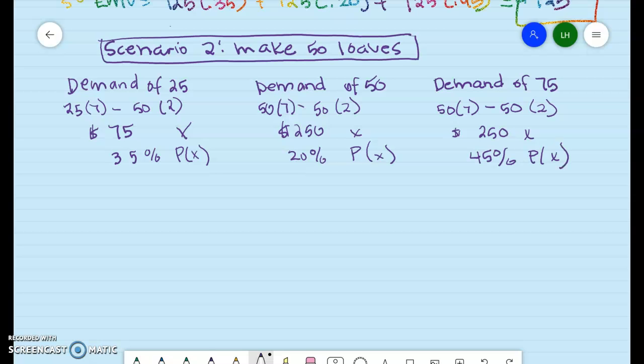And so the expected monetary value would be $188.75.